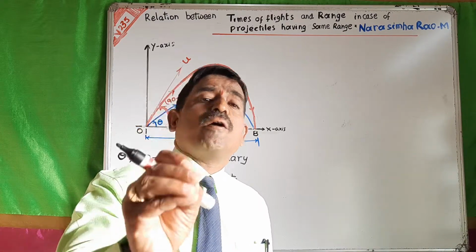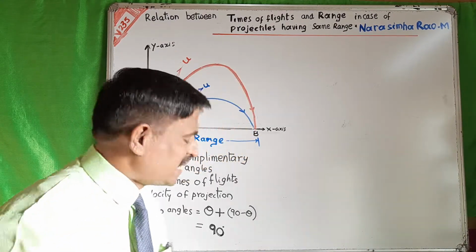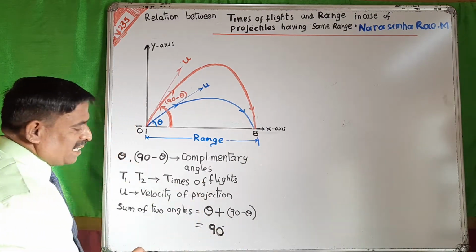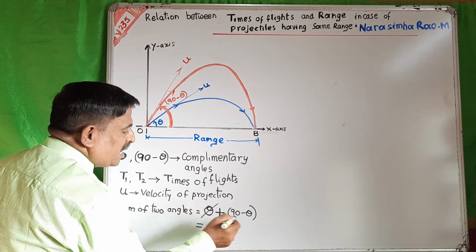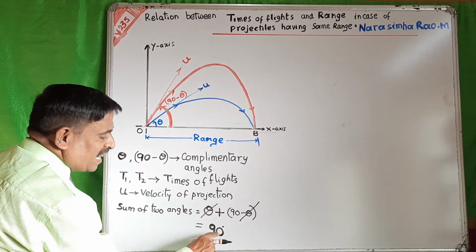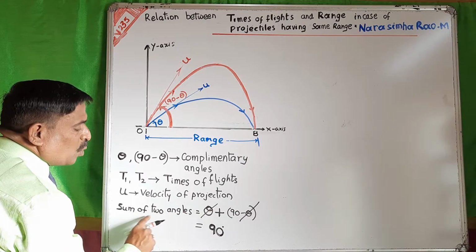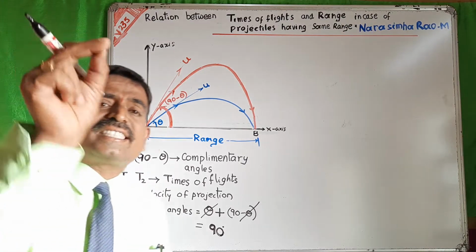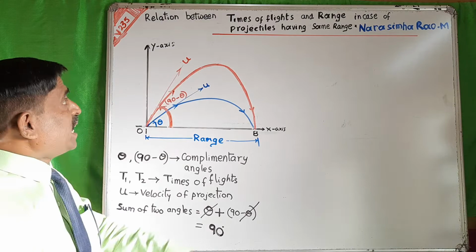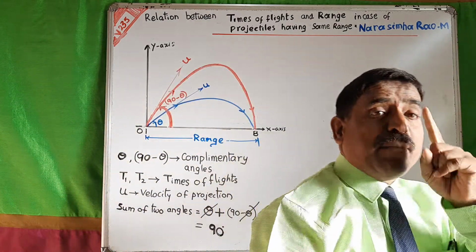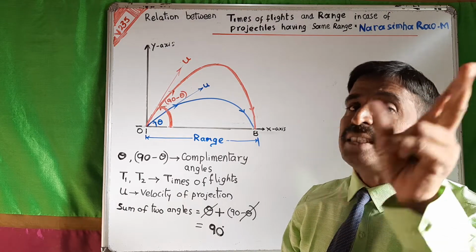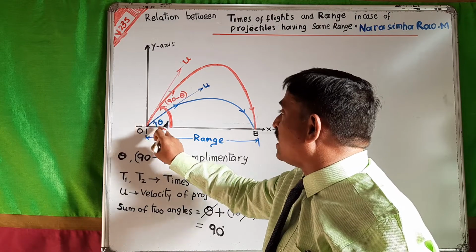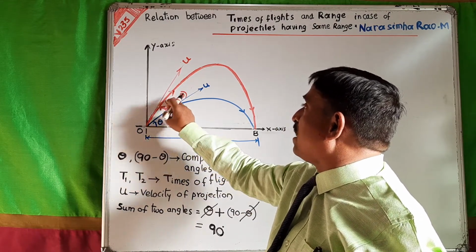Now, velocity of projection must be the same in both cases. One angle is theta, another angle is 90 minus theta. I am adding these two. Plus theta, minus theta cancelled. 90 degrees remaining. The sum of the measure of the two angles is 90 degrees. These two angles are complementary angles. In the case of complementary angles, ranges are the same. Projectile having the same range means those angles must be complementary angles. Here, one angle of projection is theta, another angle of projection is 90 minus theta.